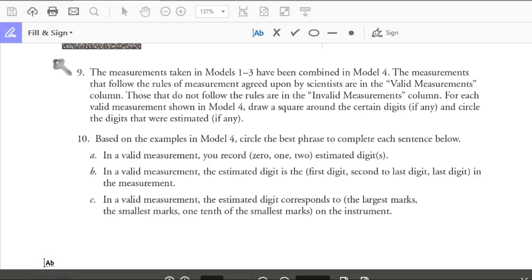It says, the measurements taken in Models 1 through 3 have been combined in Model 4. The measurements that follow the rules of measurement agreed upon by scientists are in the valid measurements column. Those that do not follow the rules are in the invalid measurements column. For each valid measurement shown in Model 4, draw a square around the certain digits, if any, and circle digits that were estimated. So I don't have a box tool, so if it's a certain digit, I'm going to put a check mark, and if it's an estimated digit, I'm going to put a circle, because I'm on a PDF and it won't let me do anything different.